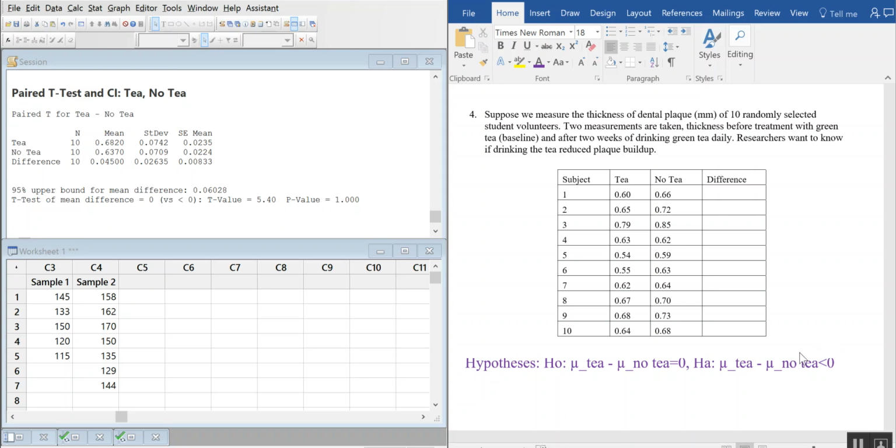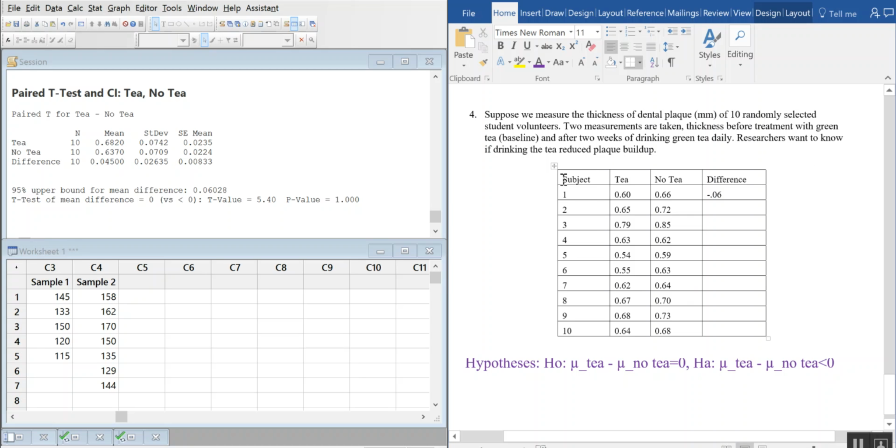If you were doing the difference test by hand, what you would do at this moment is subtract these from each other and figure out what the difference is. So I'd take the T group for subject number 1 and subtract the no T group, and then I would come up with negative 0.06 and do that 10 times. But I'm super lazy. I'm going to let Minitab do this for me.